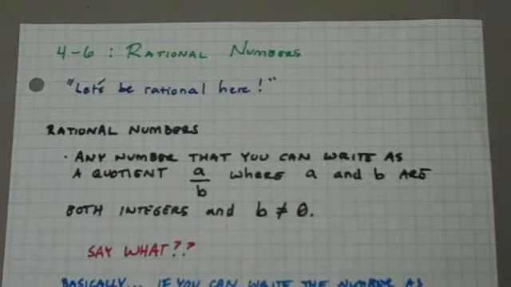All right, chapter 4, lesson 6. This is rational numbers. So let's get rational.